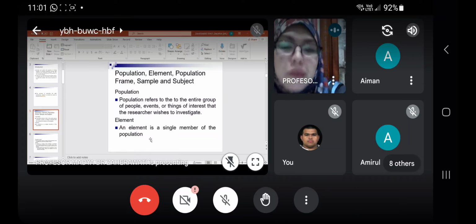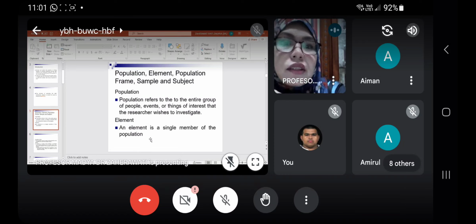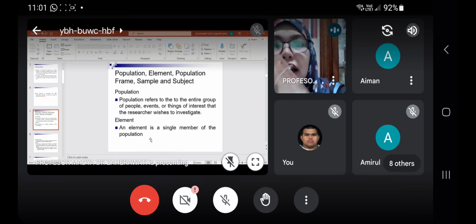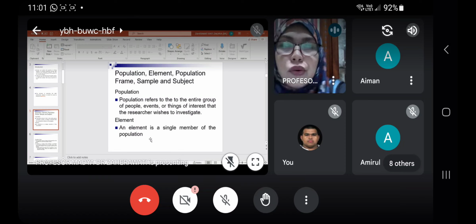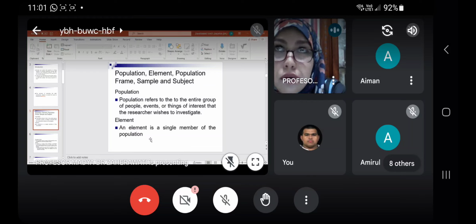The population is the entire group of people, entire group of events, or all of the countries throughout the world, because the respondents are countries, let's say. So all of the staff under your organization fall as the population. And the element is a single member of the population, which means the elements that will be selected become your sample size.